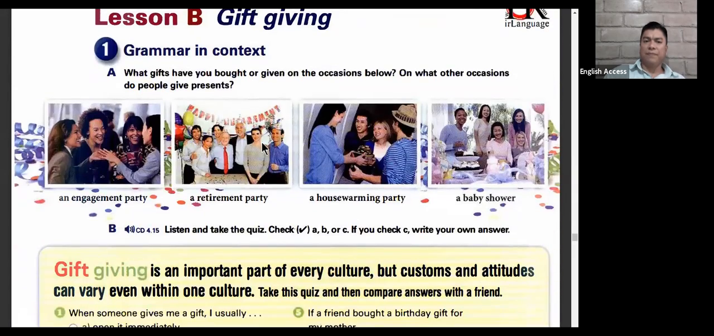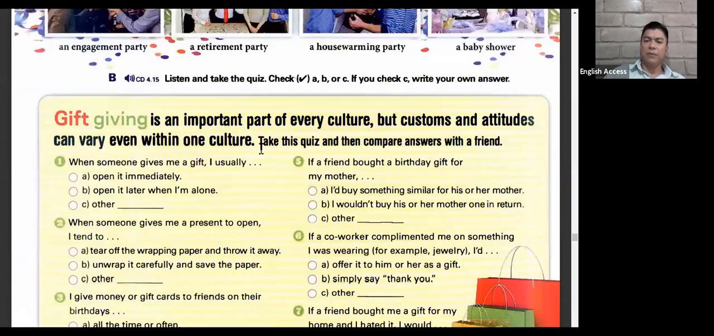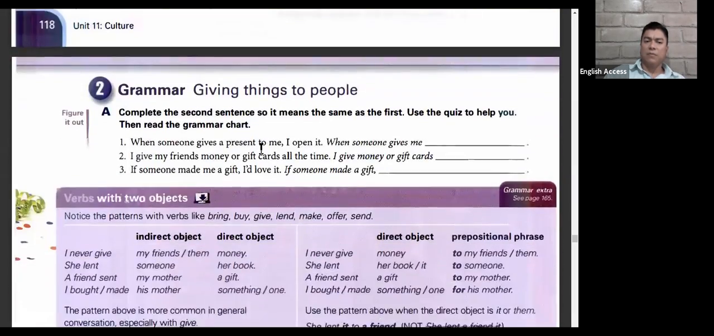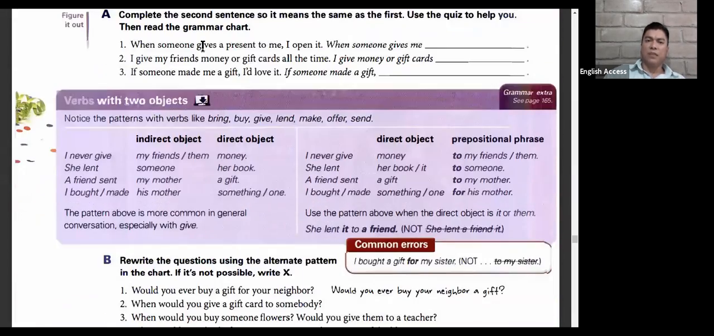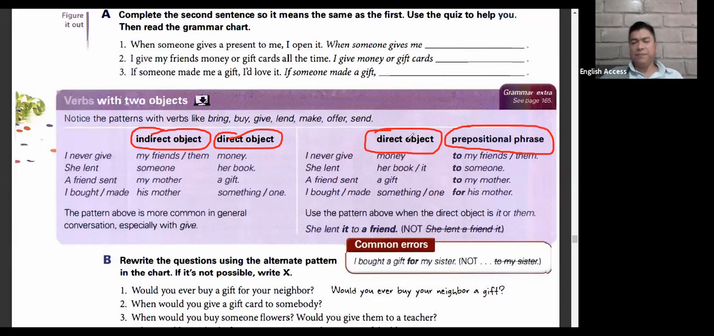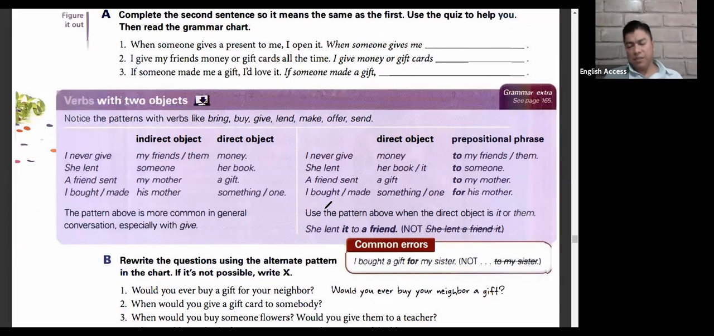Lesson B, gift giving. We talked about verbs with two objects. We talked about indirect objects and direct objects, and how when it changes position, we have a direct object and a prepositional phrase. Yes, do you remember this? Is this easy?